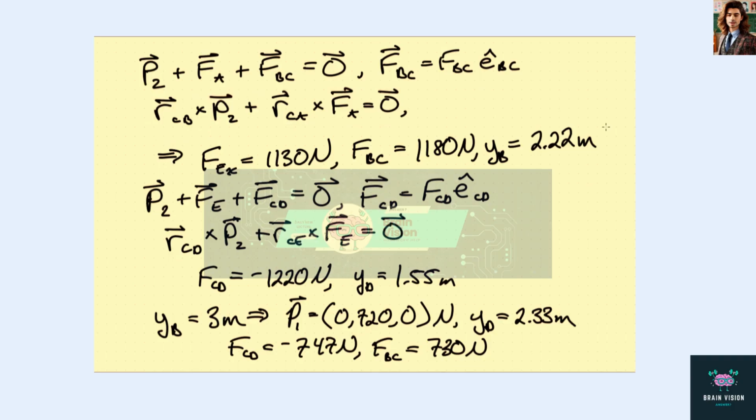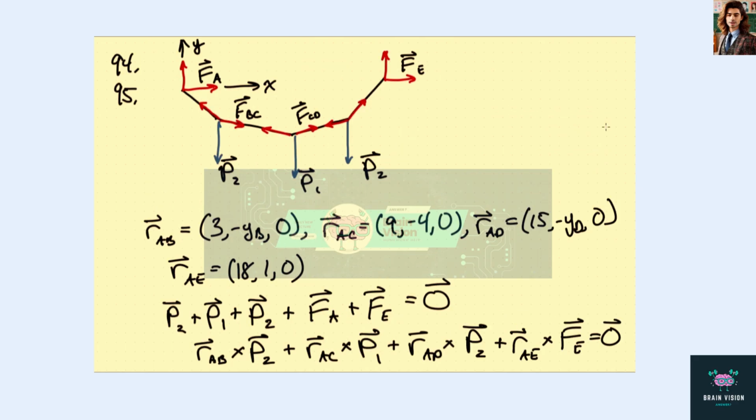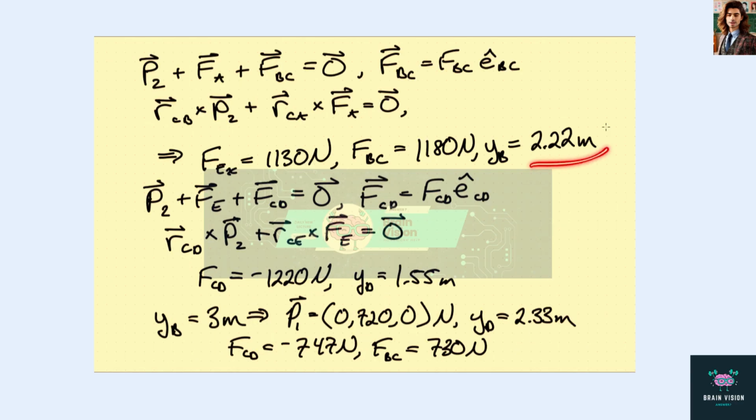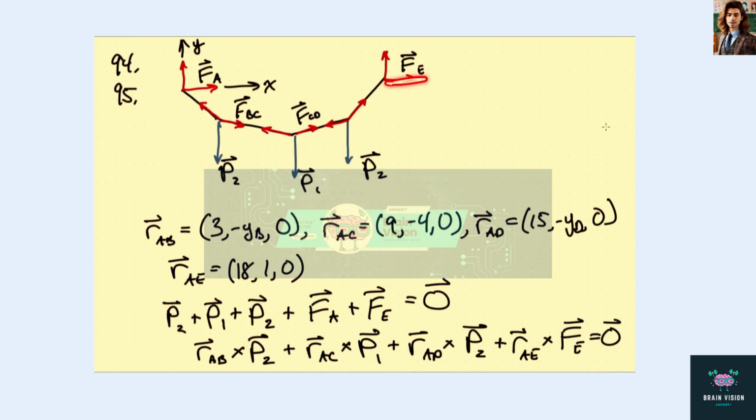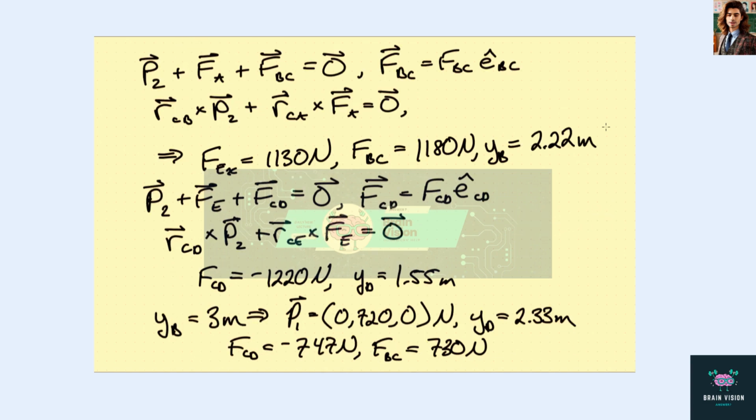One of them is redundant, but we can then extract the information for at least the first part of the problem, and that is that we get YB, this distance here, is 2.22 meters. We can also figure out what the horizontal load at each of these supports is, and that is 1,130 newtons, and then the interior load in the cable, in the rope from B to C, is 1,180 newtons.